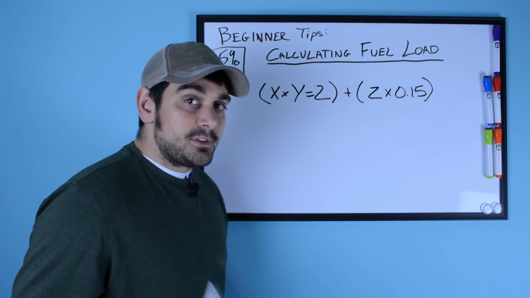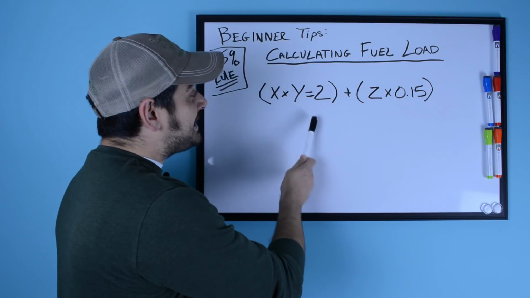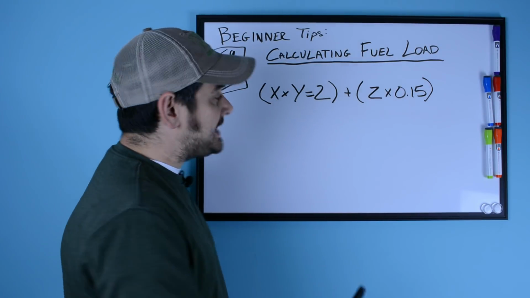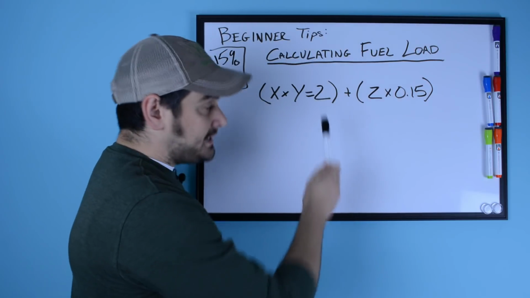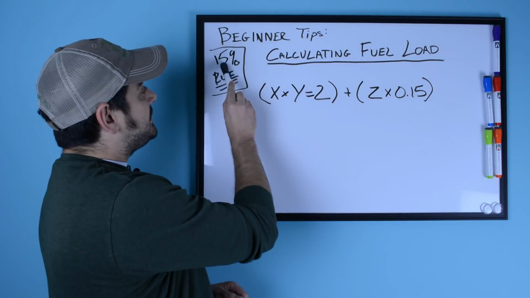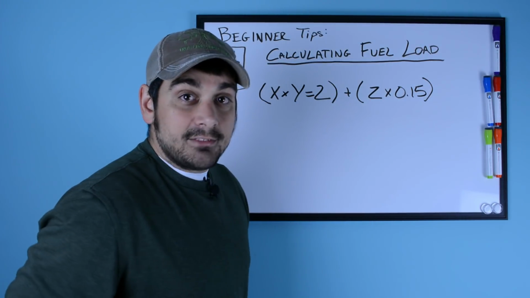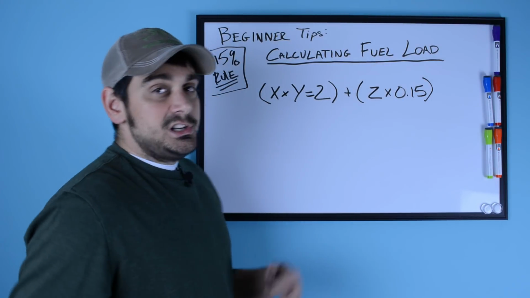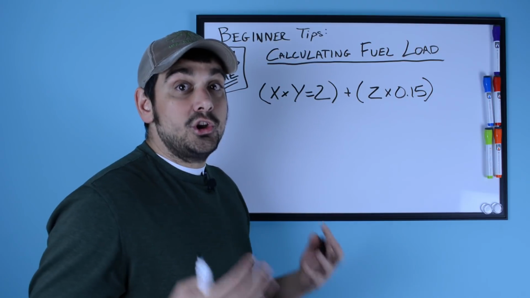The calculation for the 15% rule is X multiplied by Y equals Z. That's a Z, not a 2. Then Z plus Z multiplied by 15%, which is also 0.15. Okay? So what you need to do is figure out these values. Some of these values are knowns.